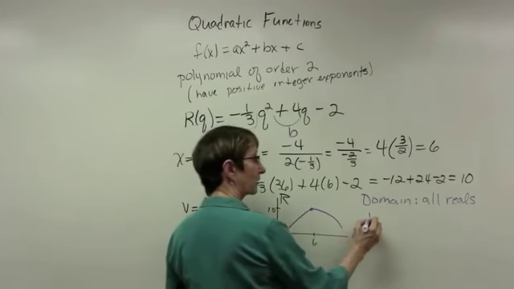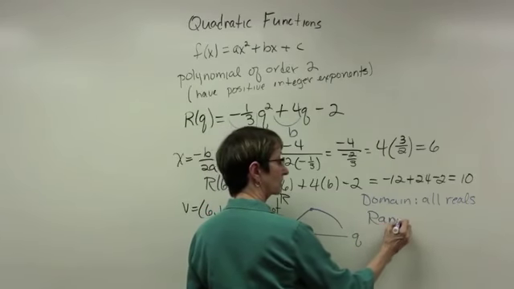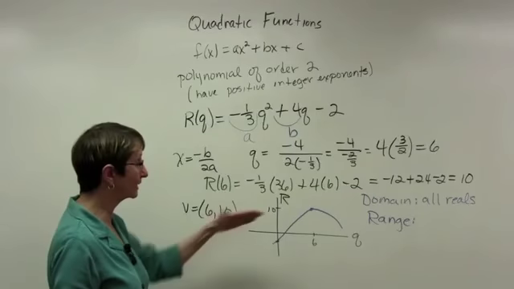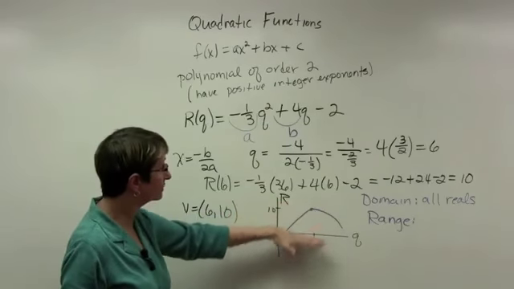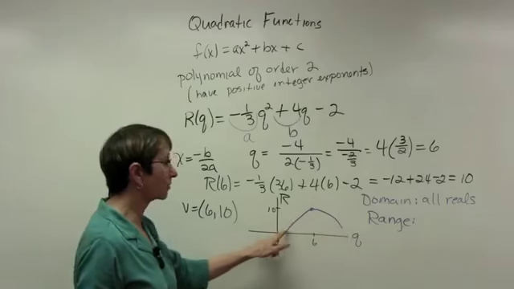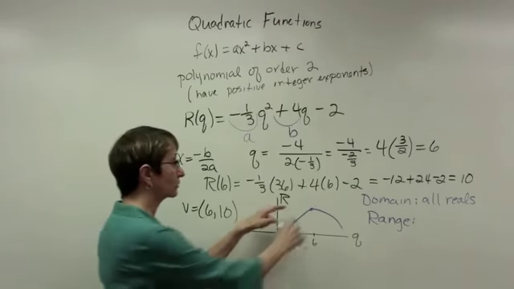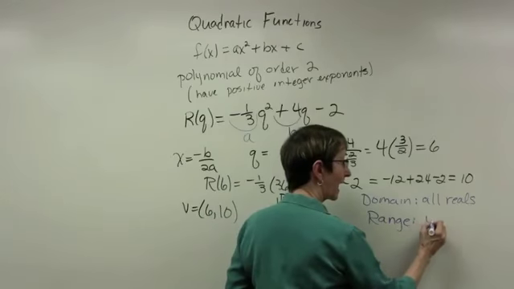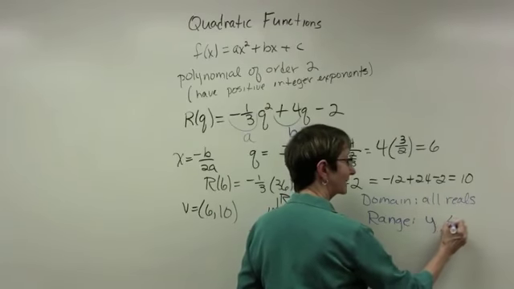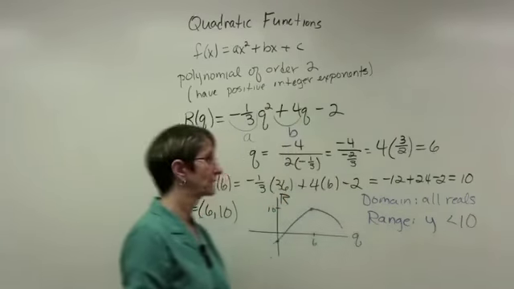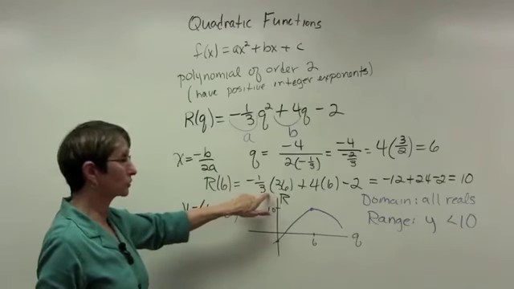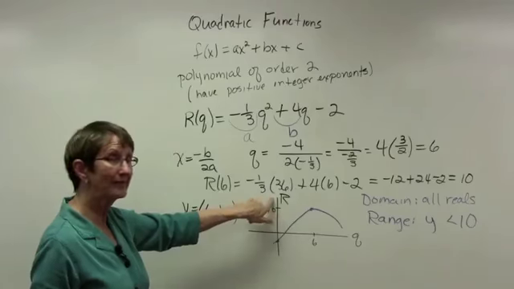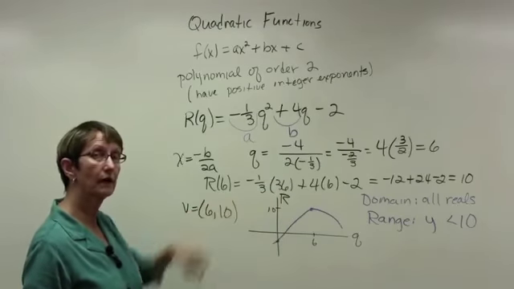For the range values, those are the y values, the function values. Looking at the graph, my function values all are below 10. The function values are where the graph is. So my range is y, or f of x, less than or equal to 10. If I want to find r equal to 12, that's not going to happen here because that value is not in the range of this function.